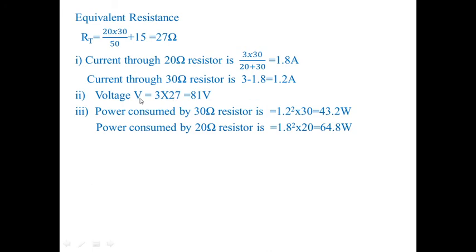So, the voltage across the whole circuit is, the total resistance is 27 ohm and the total current is 3 amps. So, it is 81 volts.